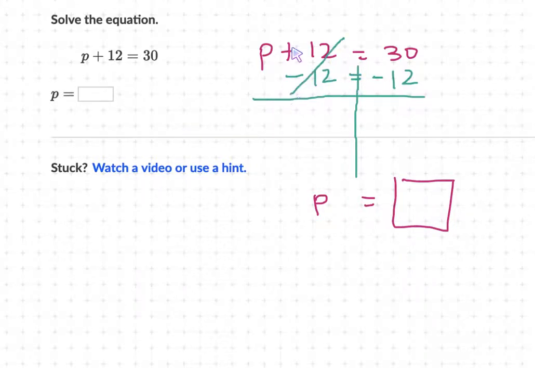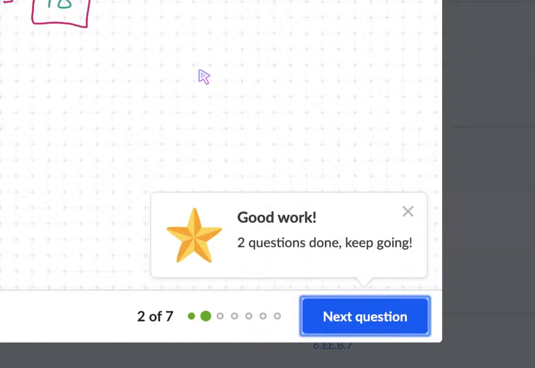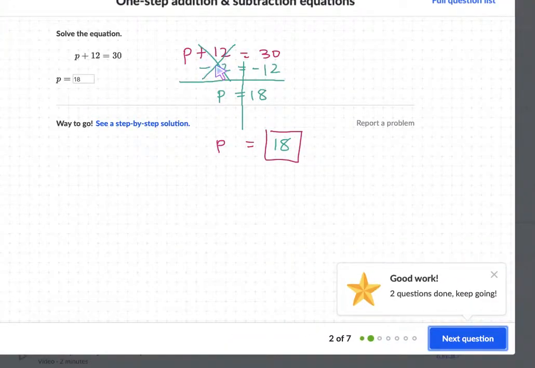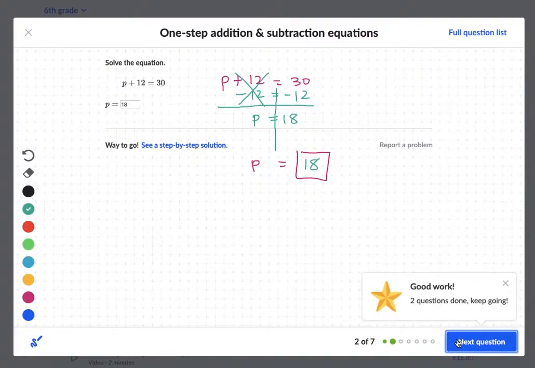12 minus 12 cancels, so I end up with just P on this side that's left over. 30 minus 12 is 18. So my answer is P equals 18. So again, all I did was I saw what was attached to P. I did the opposite. Instead of plus 12, I subtracted 12 to both sides. It cancels on that side with the P, and then I just do normal math to see what it's equal to.